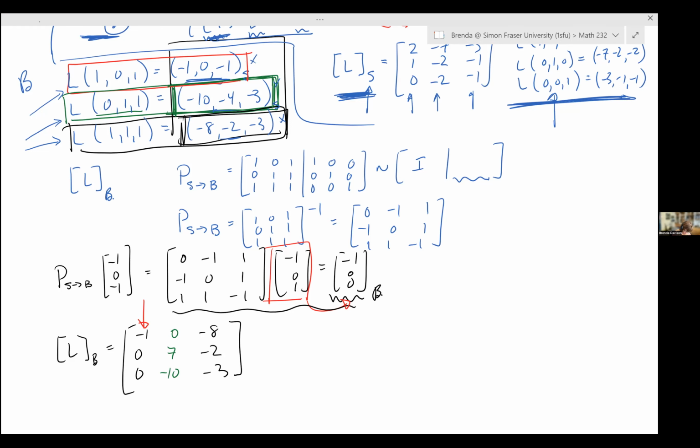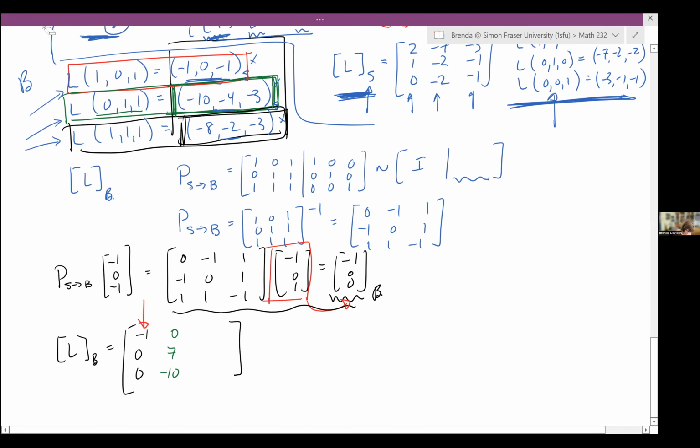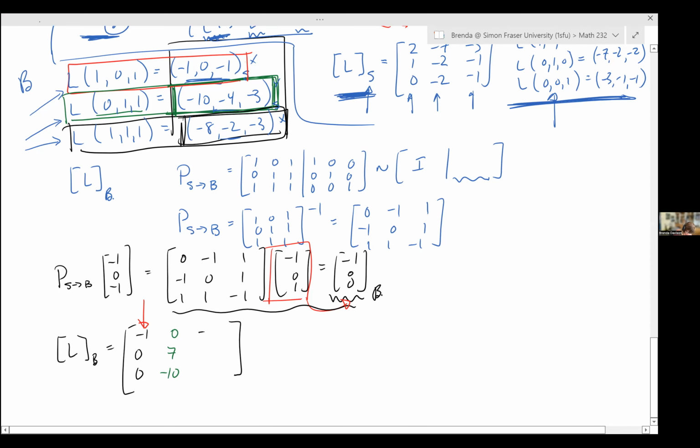Hang on. Sorry, these are not the right numbers. I copied them down from somewhere around. The numbers are actually this. Sorry about that. Okay, you should check what I've done.